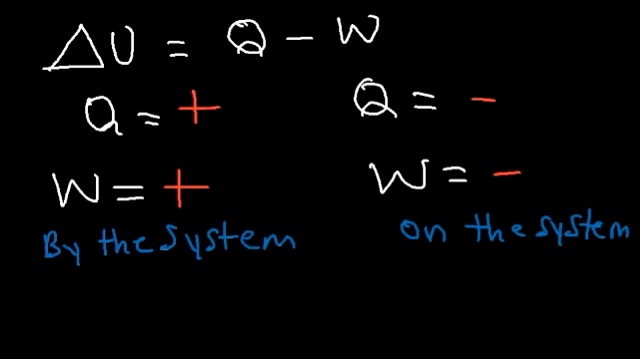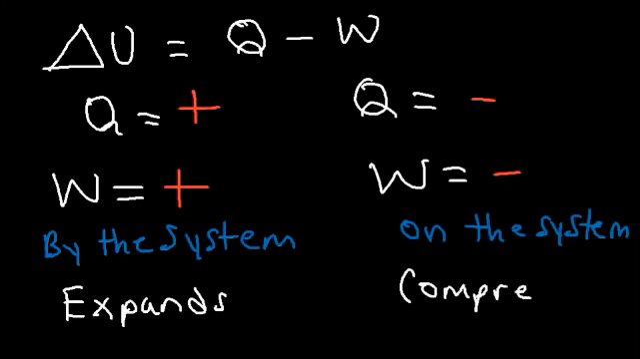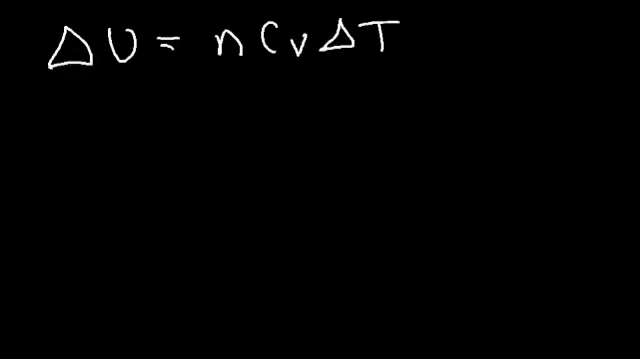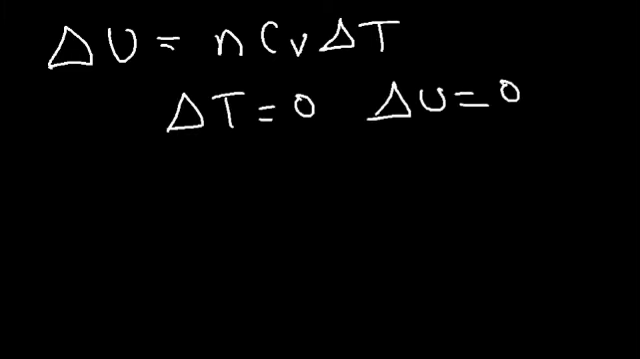Now the system performs work whenever the gas expands. Now to do work on a system, ideally on a gas, you need to compress it. So compressing a gas, work is always negative for that process. Now delta U is always dependent on temperature. Delta U is equal to nCv delta T for any process. So if the change in temperature is 0, delta U is 0. If the temperature increases, then the internal energy will increase as well.